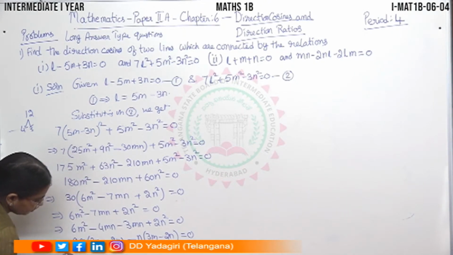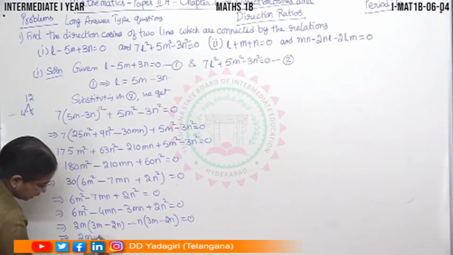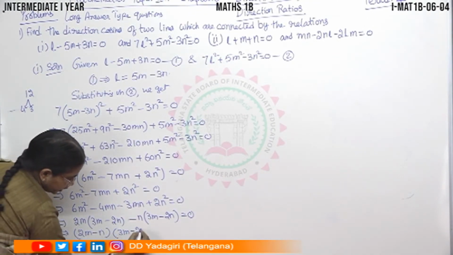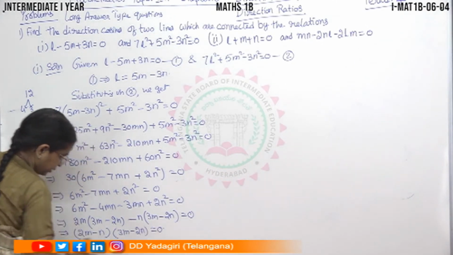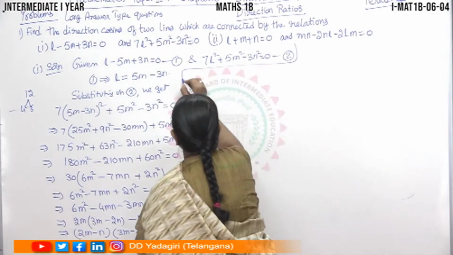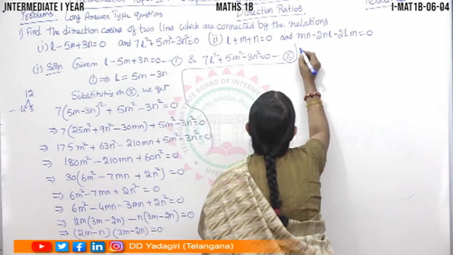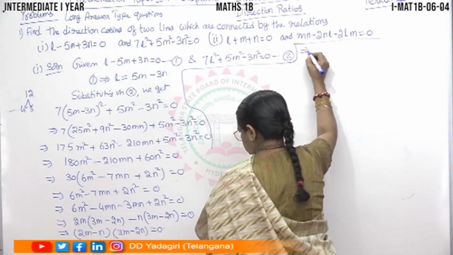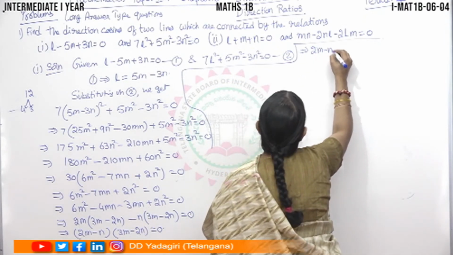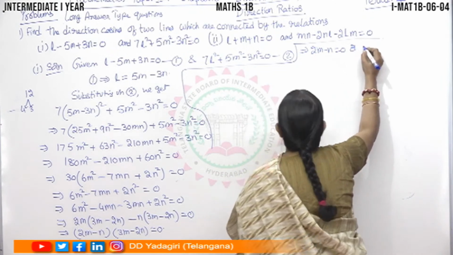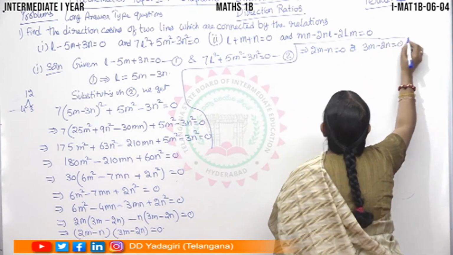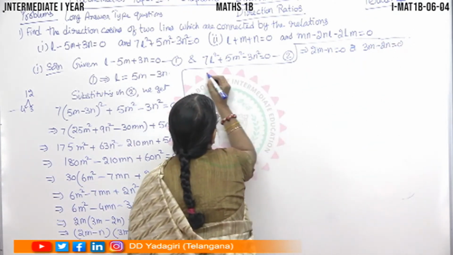So that means (2m minus n) into (3m minus 2n) is equal to 0. These are the factors. Now it implies that 2m minus n is equal to 0 or 3m minus 2n is equal to 0. Now we'll take 2 cases. Case 1.